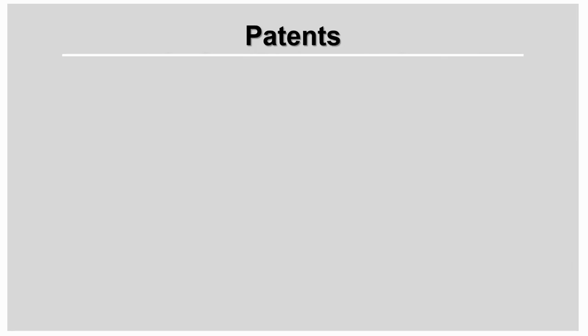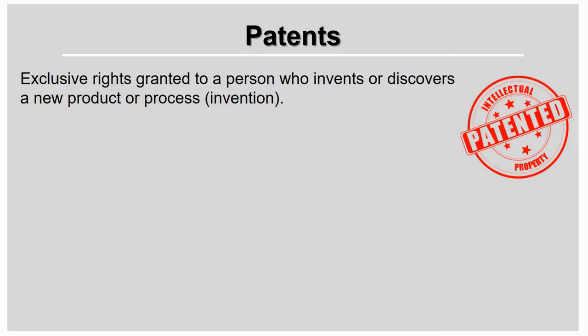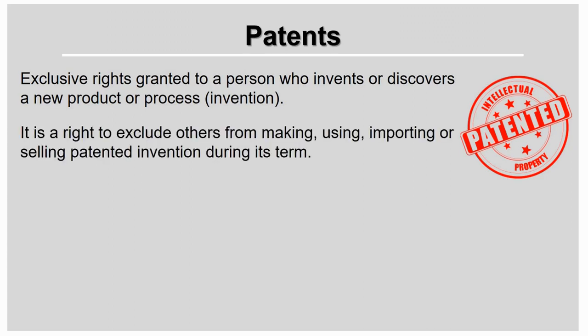Next, patents. Patents are the exclusive rights granted to a person who invents or discovers a new product or process. That means patents are given for new inventions. So it is the right to exclude others from making, using, importing or selling the patented invention during its term. The term of protection of a patent is 20 years from the date of application.